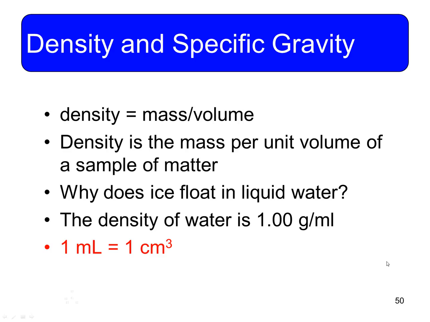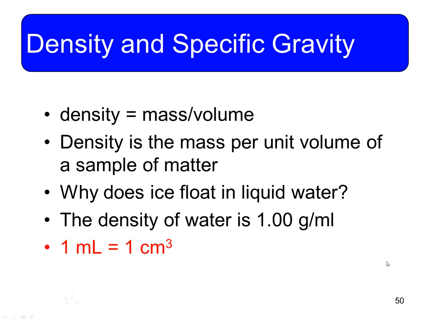Density is the mass per unit volume of a sample of matter, so of an object of any kind. It's a characteristic property, a physical property of matter, and a lot of densities are tabulated for you, so we know the densities of lots of different chemicals and objects. It's the reason why ice floats in water. Ice is less dense than water, so whatever is less dense is going to be the top layer. Whatever is more dense is going to be the bottom layer.